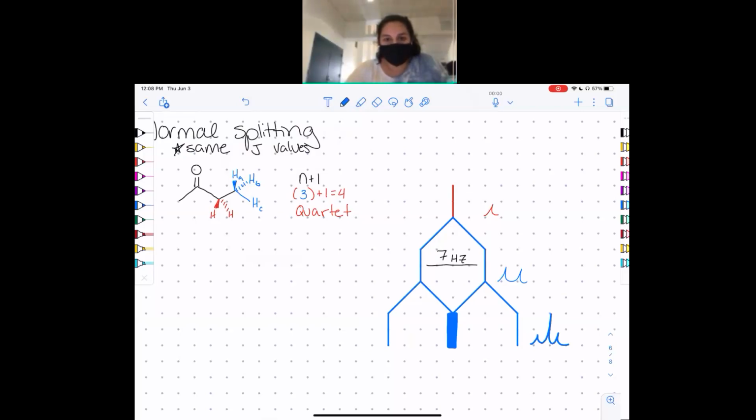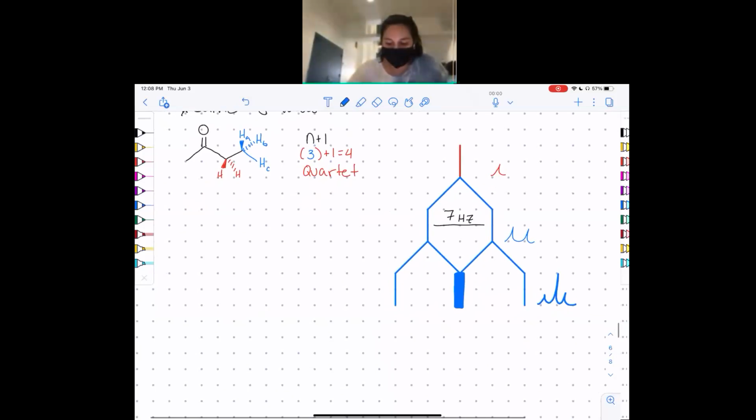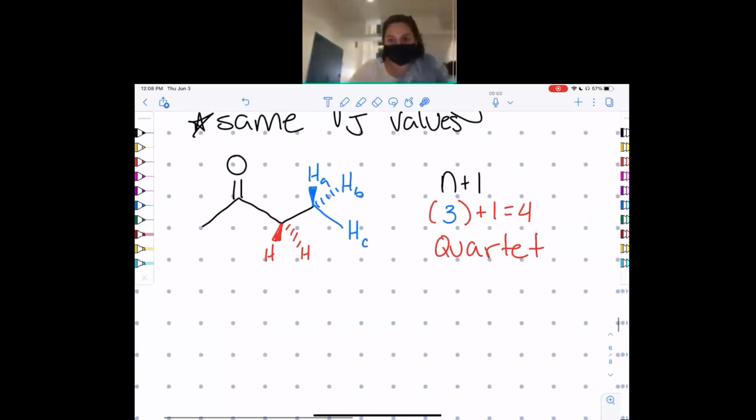We are not done yet because we have a third hydrogen. So the third blue hydrogen is going to split this one more time. Before I write that down, I just want to take note. What is the hybridization of this carbon right here? I'm going to zoom in. The red hydrogens, what is the hybridization here?